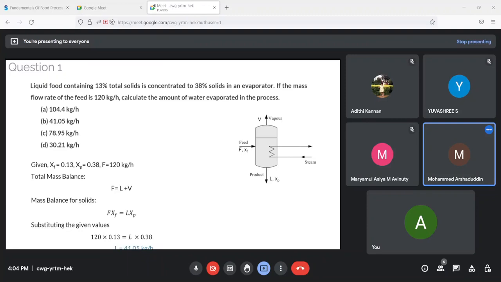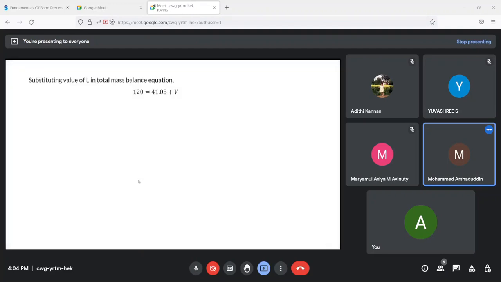So moving on, with this L we substitute back into the mass balance. We already know F. From there we will calculate V. So substituting L in the total mass balance equation, 120 is equal to 41.05 plus V. So you are getting V equal to 78.95 kg per hour. So the answer to this question is option C. Is this clear?